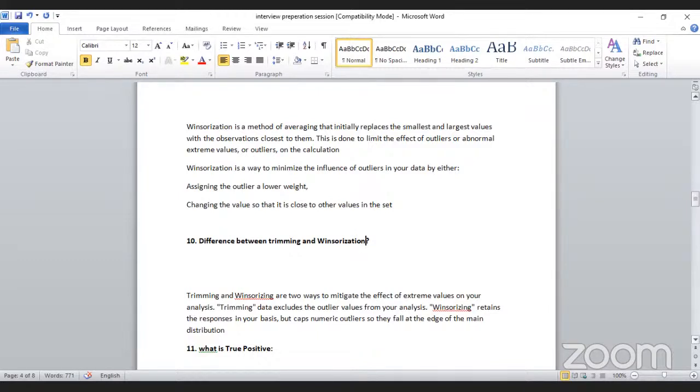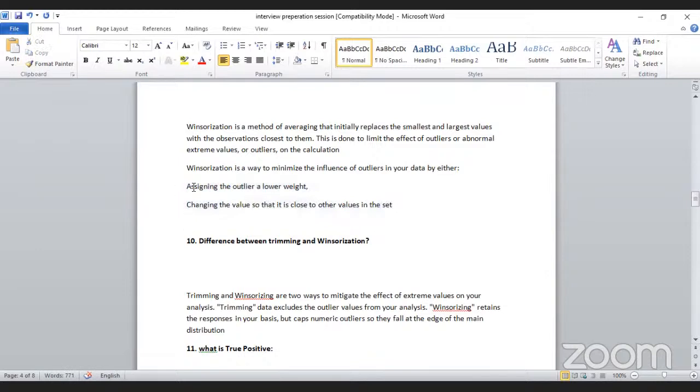Okay. So trimming data excludes the outlier values that we have seen earlier, right? What does trimming do? It excludes the outlier values in our data analysis. But in case of winsorizing, it retains the responses in your dataset, but the numeric outliers fall at the edge of the main distribution. So what we have seen earlier, winsorization is a way to minimize the influence of outliers. How does it do this? Assigning the outlier a lower weight, changing the value so that it is close to the other values. So we are not trimming here.